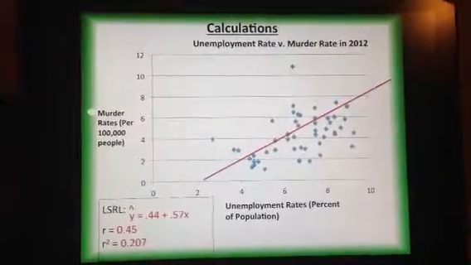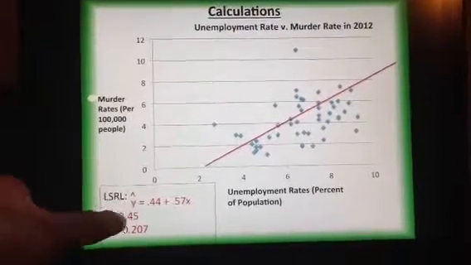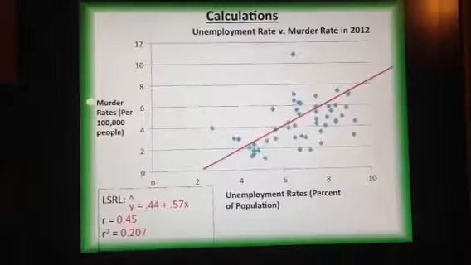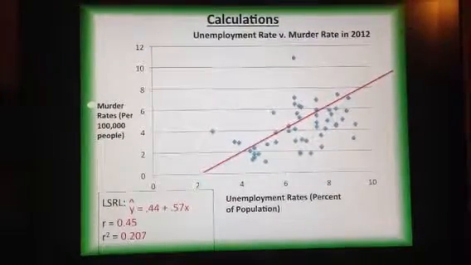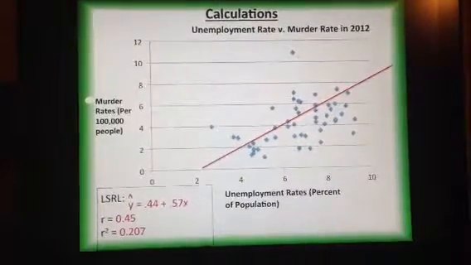For the calculations I did after putting all my data in, I found the LSRL, which is y-hat equals 0.44 plus 0.57x, r equals 0.45, and r squared equals 0.207.